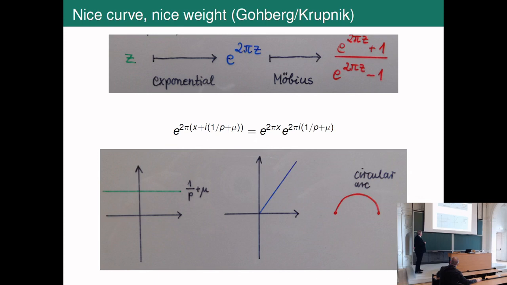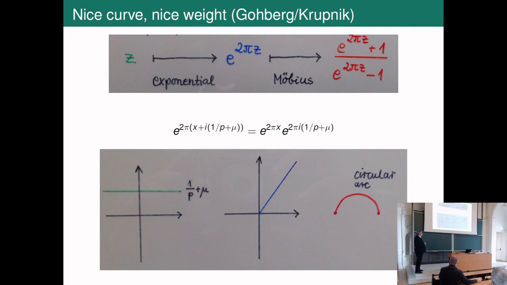Here is the case where we have a nice curve and a nice weight, Kokhberg-Rudnik. In that case, it turns out the green set is a horizontal line segment. Now take the exponential of a horizontal line segment. This horizontal line segment may be written as x plus i times (1 over p plus mu). If x moves from minus infinity to plus infinity, this moves from 0 to infinity multiplied by a constant. So this exponential maps this horizontal green line to a ray starting at the origin.